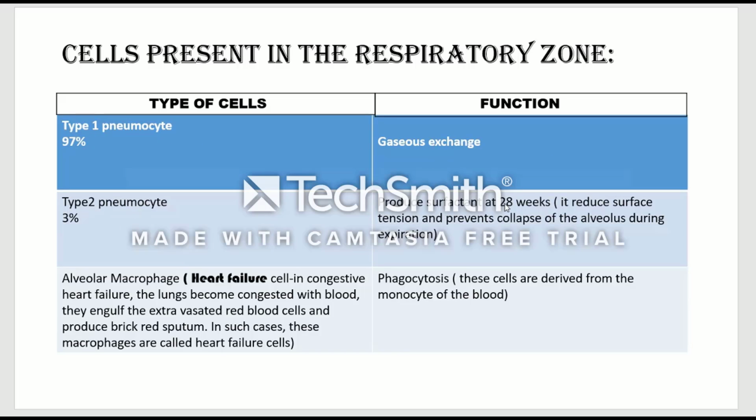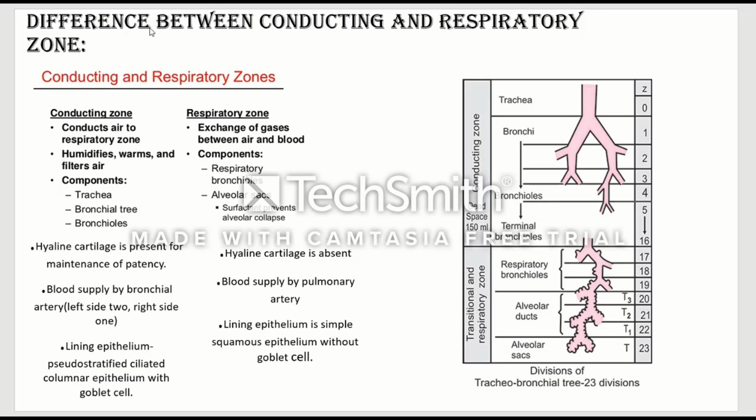টাইপ 2 নিউমোসাইট প্রডিউস করে হচ্ছে সারফেক্ট্যান্ট at 28 weeks, and surfactant reduce the surface tension and prevent collapse of the lungs or alveoli during expiration. আর alveolar macrophage phagocytosis করে। Then important question হচ্ছে difference between conducting and respiratory zone.